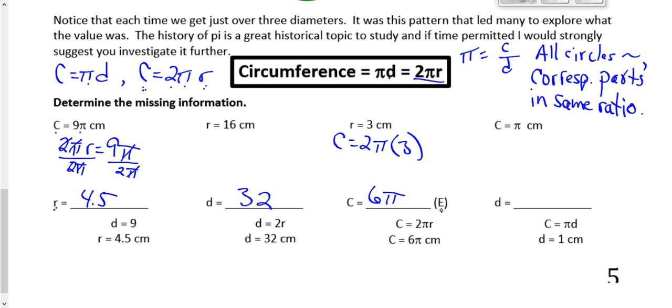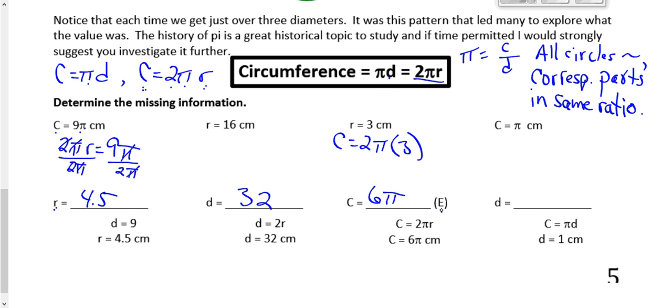And when you see this E here, that means they want exact. You know what that means, right? Don't put pi in your calculator and get some decimal estimate. Leave it in terms of pi, that's exact, right? When you leave it as pi, that contains an infinite number of decimals, so it's exact, right?